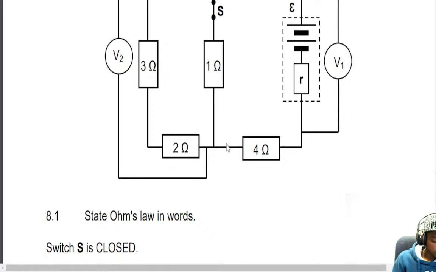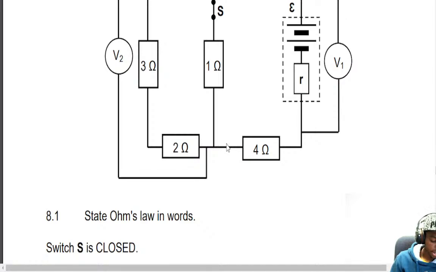I'll double check that formula. But in this case, we can't use it because we do not have the internal resistance. We don't have the value for internal resistance. But what we do have is the external resistance, the external resistance that we just calculated.